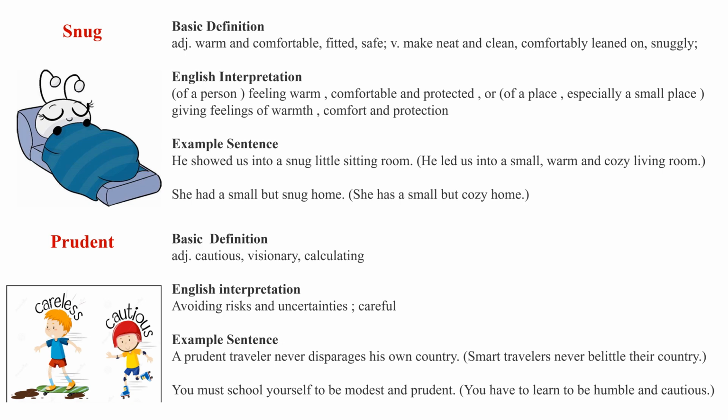Snug can also be used as a verb, to make neat and clean, comfortably leaned on, and snugly. Snugly means to be cheerful, lovable, warm, cozy and to curl up. So it can be used even as a verb. Another English interpretation is feeling warm about the person. The tiny baby is feeling warm, comfortable and protected. And it is a place which gives warmth, comfort and protection, which are all describing words.